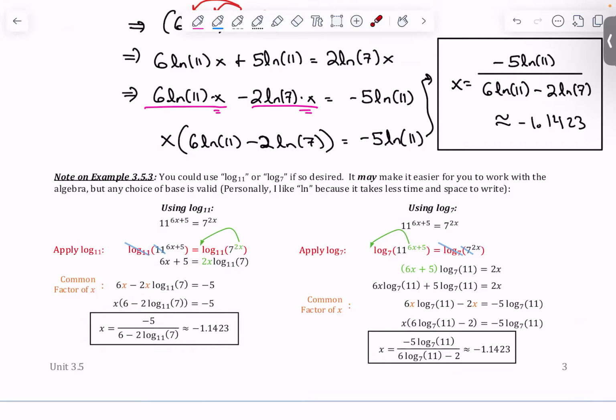Same thing with log base 7, but it ends up taking a little longer. That's why I don't typically do it this way. It ends up looking a little bit weirder, but it's your call. If you want to do it that way, you can. Any questions?